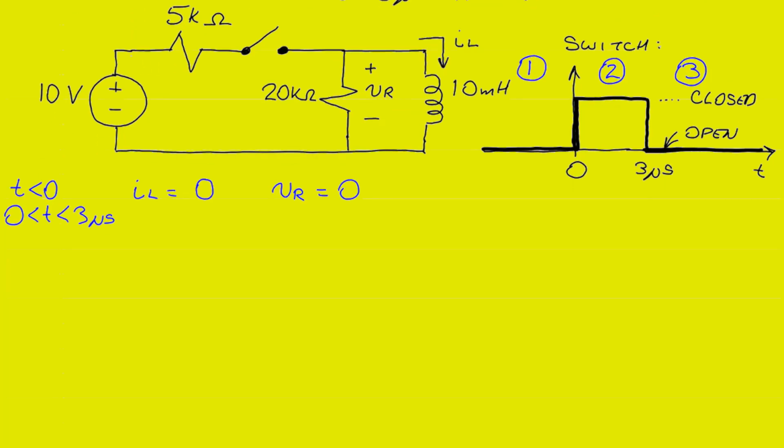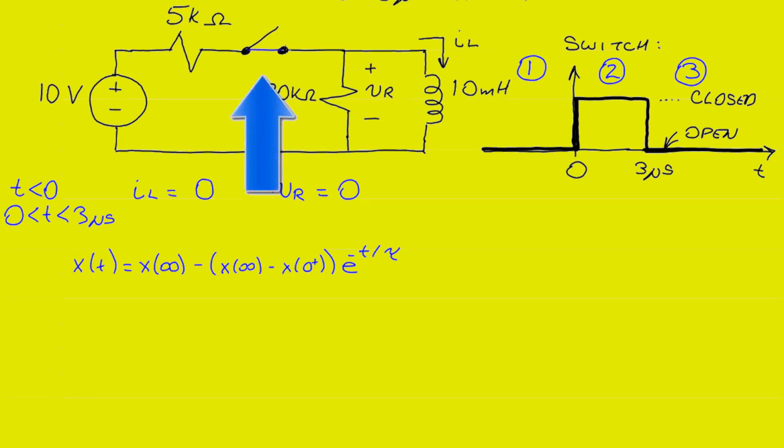And we know that during this time period, because we're going to have a step response, our current and voltage will be given by an equation of the form where x of t will be equal to the final value of x minus the difference between the final value of x and its initial value x at 0 plus, all multiplied by e to the minus t over tau. Looking at our circuit, the switch will be closed, so we'll draw the switch in as being closed.